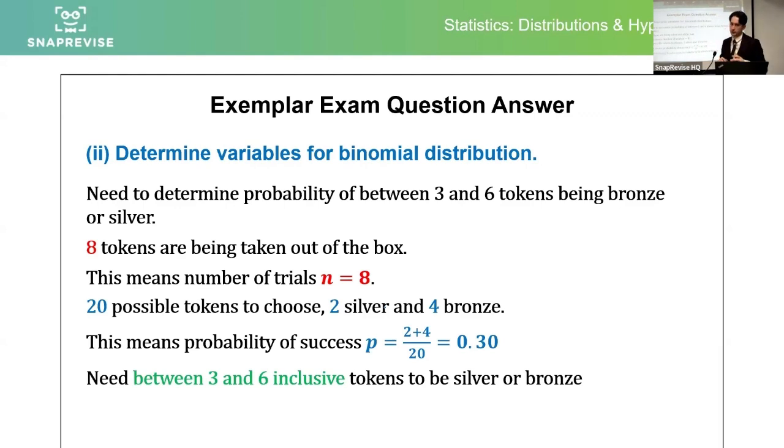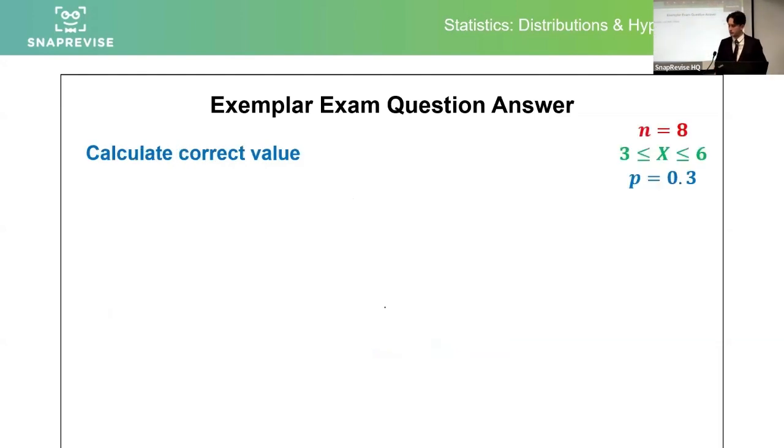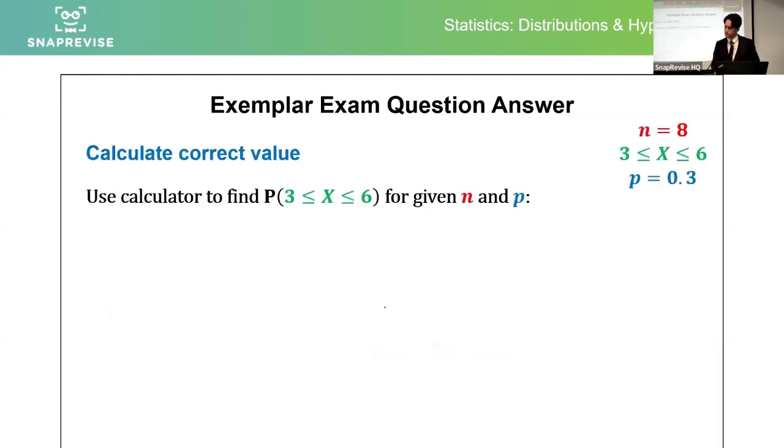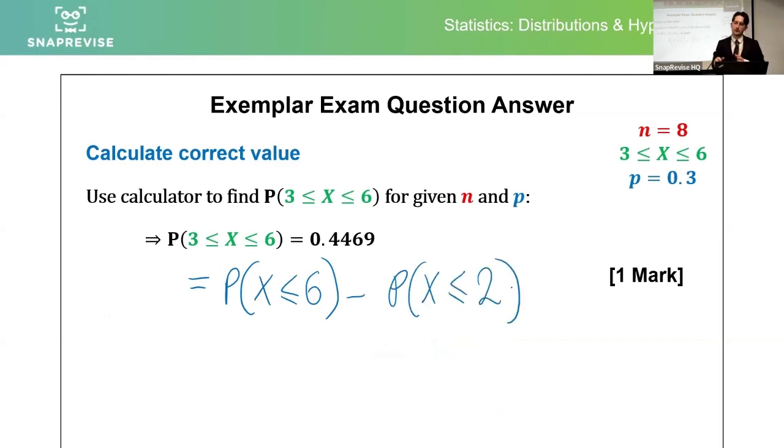So again, some of you have a calculator that can cope with that. But if not, what we can do is look at how we could split these tails up. So between 3 and 6, you could do this as the probability of less than or equal to 6 minus the probability of less than or equal to 2. And that will leave 3, 4, 5, 6, everything in between. That will give us our answer. That'll be about 45% of the time.